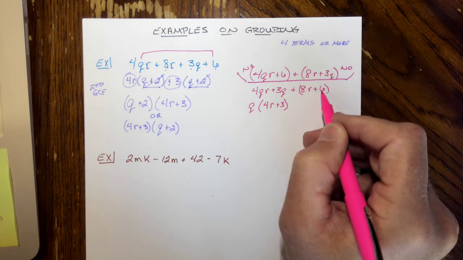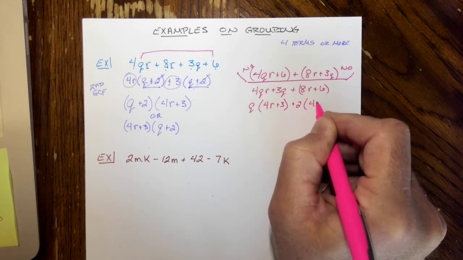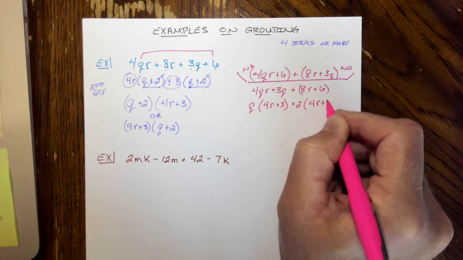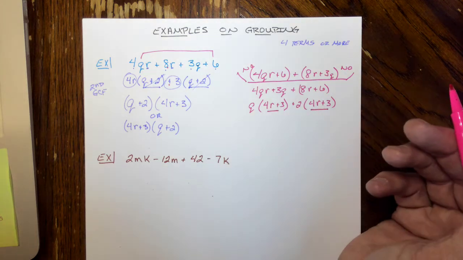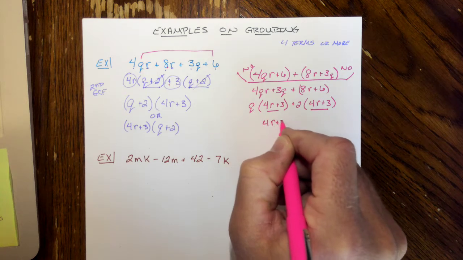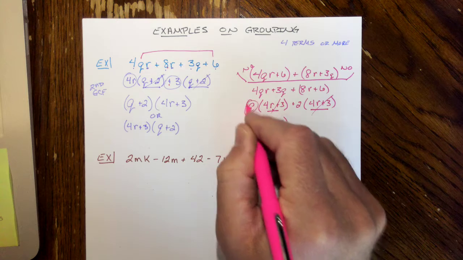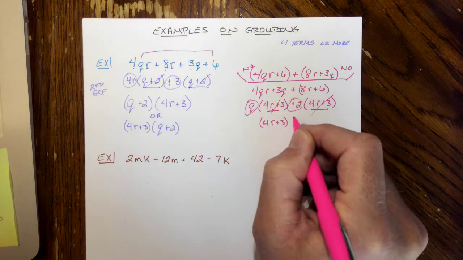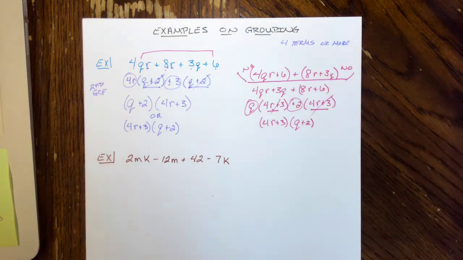Well, let's look. There's a 2, leaving you with 4r plus 3. Here, we succeeded. So 4r plus 3 is what gets factored out. That's common. What's left? Q plus 2. There you have it.